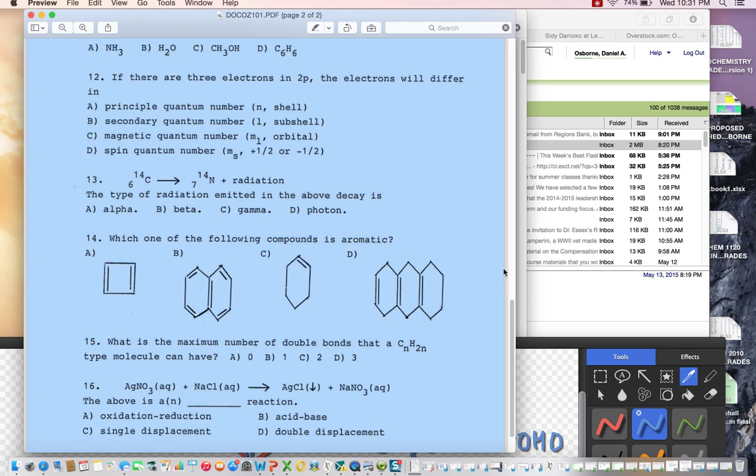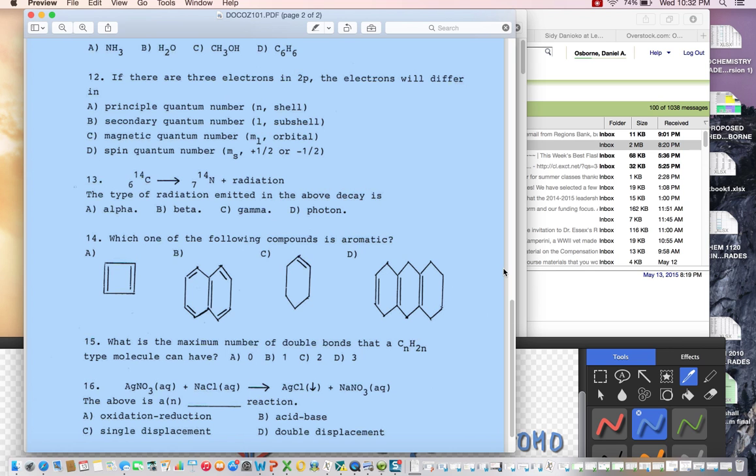Finally, we have 2 others to go. Number 15: the maximum number of double bonds that a CnH2n type of molecule can have is absolutely 1, because the formula for an alkane is CnH2n plus 2. I've lost 2 hydrogens. I use that to make a double bond. Now, it could be a ring, so it's asking me for the maximum number of double bonds. I can't have more than 1, so B is my answer.